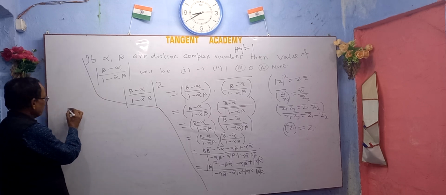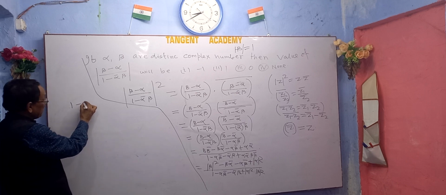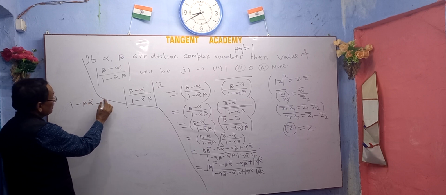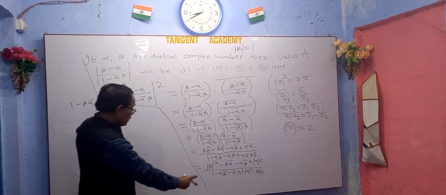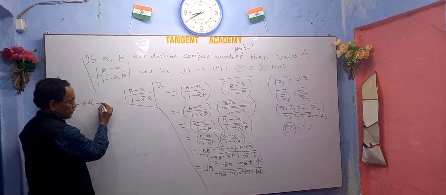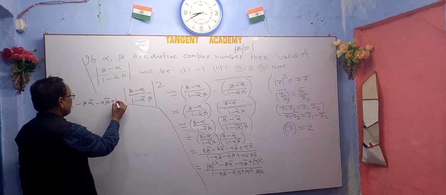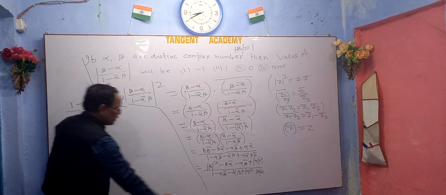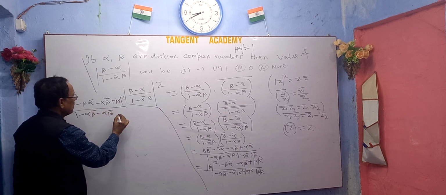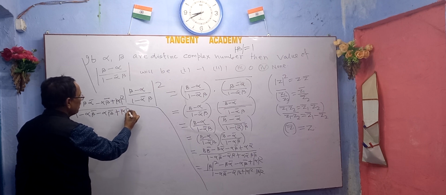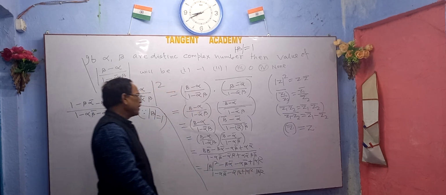So the given expression yields (1 minus beta alpha bar minus alpha beta bar plus modulus of alpha square) divided by (1 minus alpha beta bar minus alpha bar beta plus modulus of alpha square), since modulus of beta is equal to 1, so modulus of beta square will be 1.